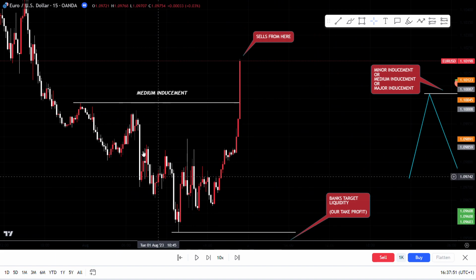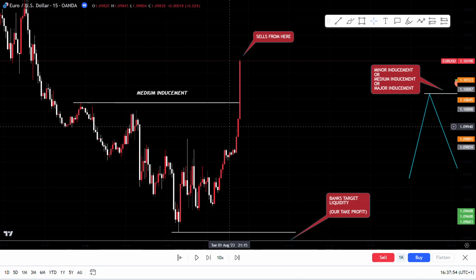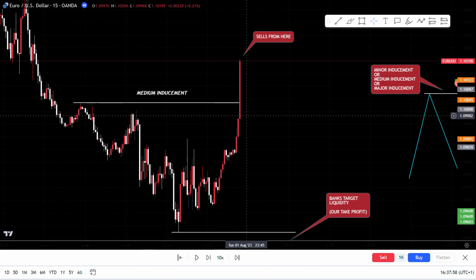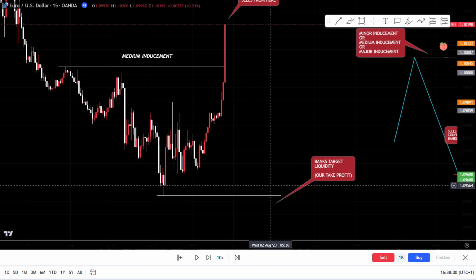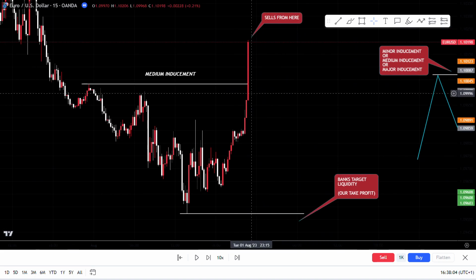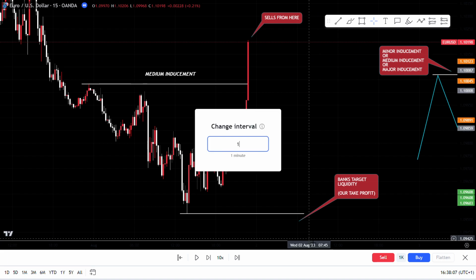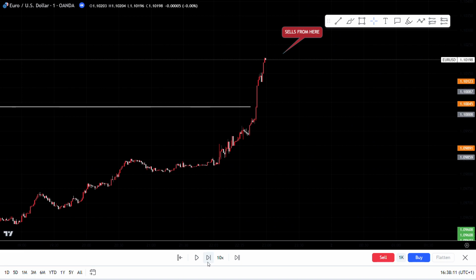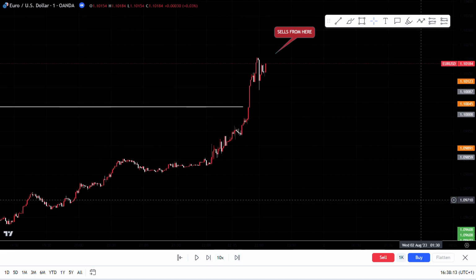In this scenario, the market took the medium inducement. This is the 15-minute structure and this is the medium inducement. Now, we should look for sells up to this liquidity, because I have explained in the past video that the market moves from liquidity pool to liquidity pool. Now, go to the 1 minute after the liquidity got taken out, and we should wait for the transaction to happen.